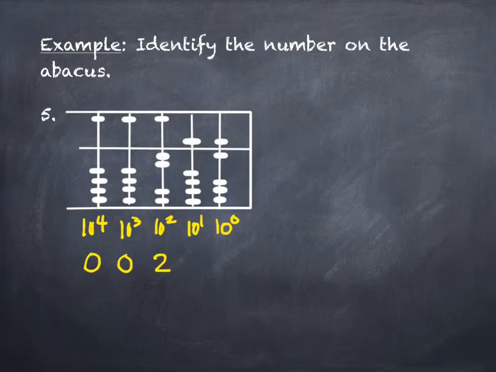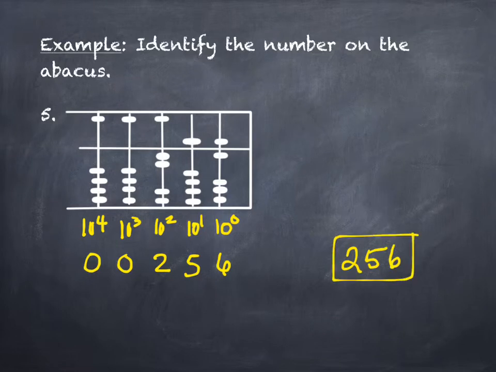Next rod, I have 1 bead from the top pushed down. I have no beads from the bottom pushed up. What number is this? 5, because top beads are worth 5. And then on the last one, I have 1 bead pushed down toward the middle from the top and 1 from the bottom. So this is the number 6. So this would be the representation for the number 256.